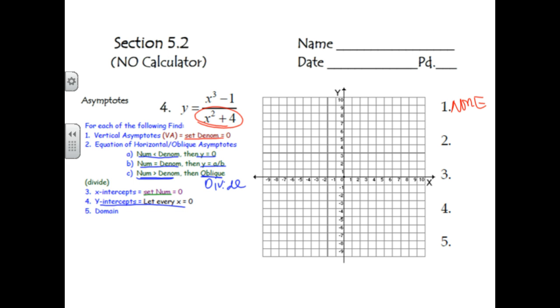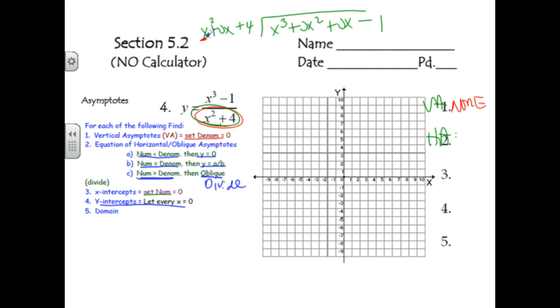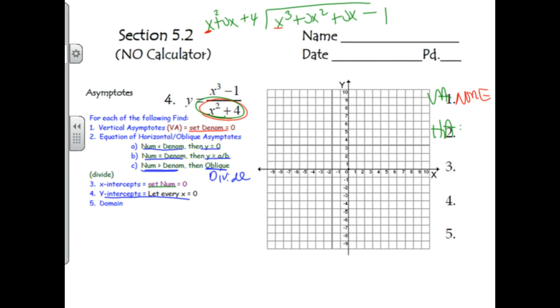To find the VA, that's the vertical asymptote. To find the HA, it's the horizontal. It looks like, wow, interesting. The numerator is greater than the denominator, so it's oblique. So I'm going to have to divide x squared plus 0x plus 4 going into x cubed plus 0x squared plus 0x minus 1. So in this case, x squared goes into x cubed x times.